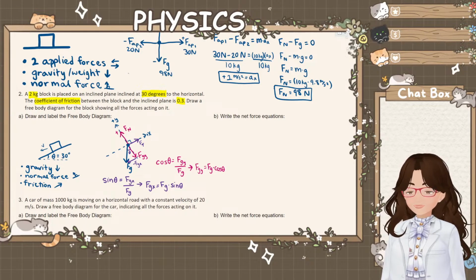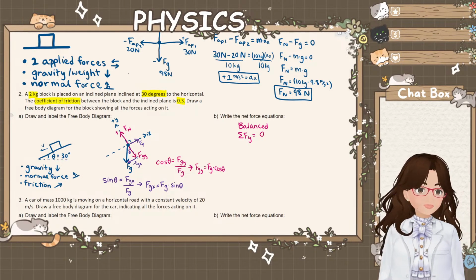Now that we have these components, we can go ahead and solve for our net force equations. We can start with our first one being y because it's balanced. Anything that's balanced is always going to be easier to write, in my opinion. So in this case here, we're going to have that the sum of the forces in the y direction, the vertical direction, is equal to 0 because the box is on the ramp. It's not flying or falling.